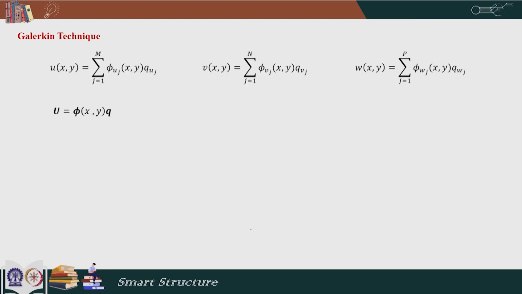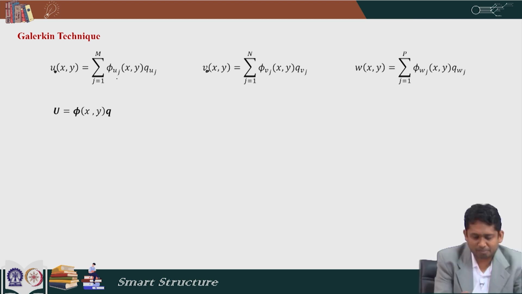Now, to apply the Galerkin technique, let us imagine that our u0, so these are all u0 because these are the mid plane displacements, u0 is a weighted combination of these basis functions. So, you have phi uj, which is a function of x and y, multiplied by q uj, and then we sum over 1 to m. So, m is the number of terms which is used to approximate u0.